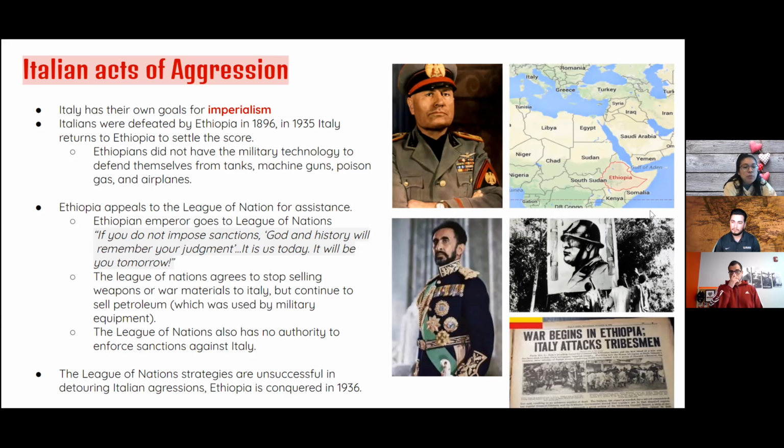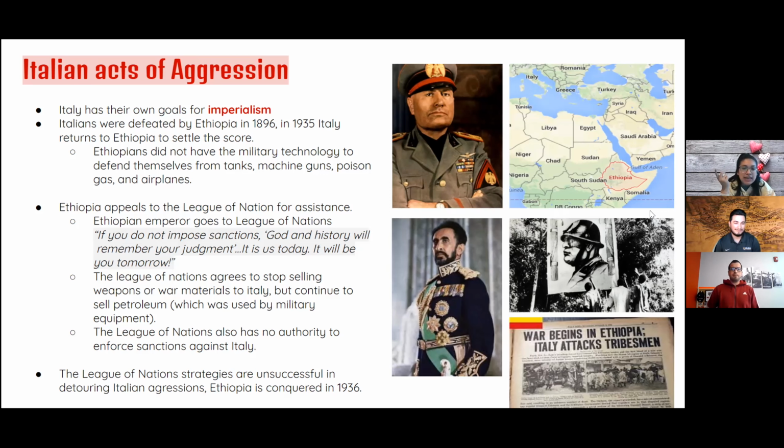Also, Ethiopia appeals to the League of Nations. Remember, we talked about the League of Nations previously. It's an organization worldwide, and their intent is to keep world peace. Are they keeping world peace? I don't know. Let's talk about that.